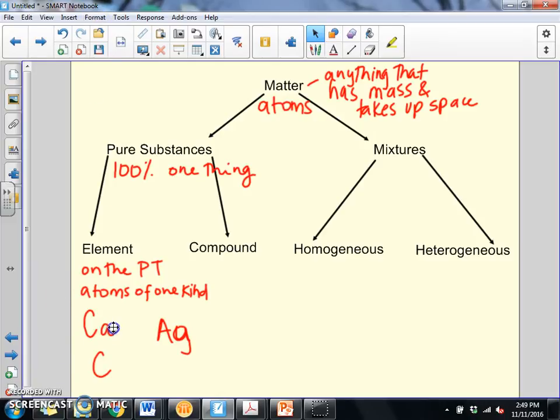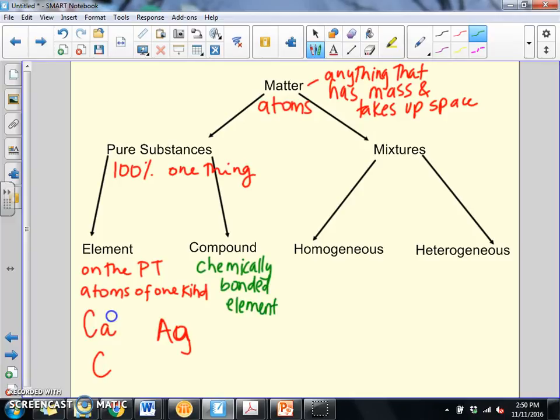Notice C and Ca. This is a lowercase a. The first letter in an element is always capital. The second letter is always lowercase. An element is on the periodic table of elements, which is why it's called that. If we look at a compound, it is chemically bonded elements. So, for example, CO2.